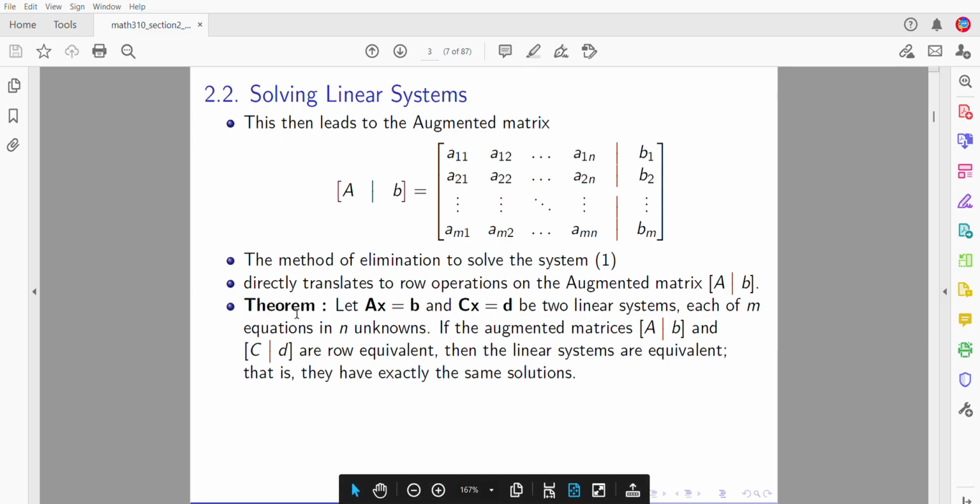Let AX equals B and CX equals D be two linear systems, each of m equations in n unknowns. If the augmented matrices AB and CD are row equivalent, then the linear systems are equivalent. That is, they have exactly the same solutions. I hope you understand the importance of this theorem. It is straightforward, but let's go back to this system.